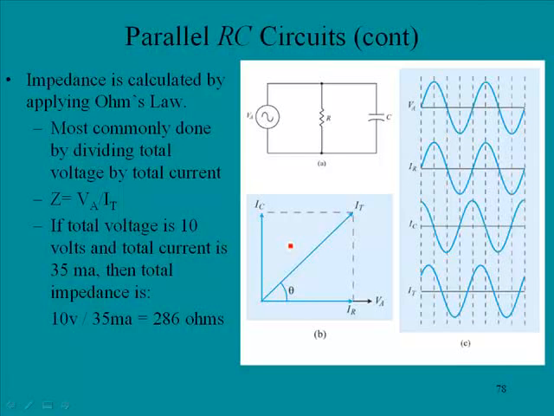Okay, parallel RC circuits continued. Impedance is calculated by applying Ohm's law. It is most commonly done by dividing the total voltage by the total current. In the previous screen we had calculated the total current. Here we have the applied voltage, and that would give us our impedance. That is always the case: the resistance equals voltage divided by current. If the total voltage is 10 volts and the total current is 35 milliamps, then total impedance is 286 ohms.